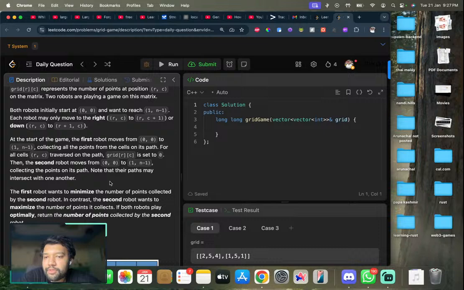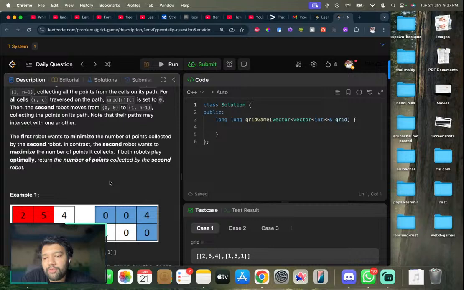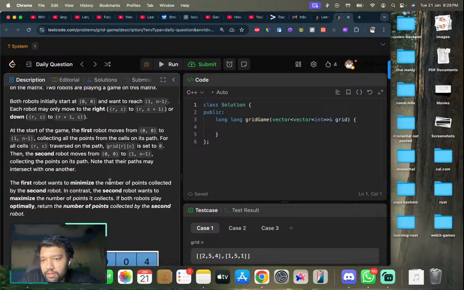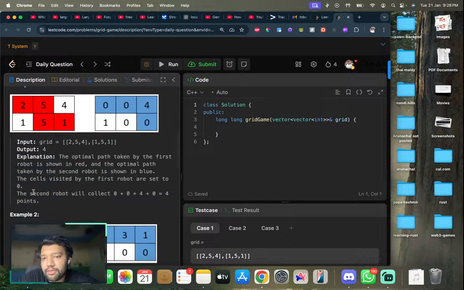Then the second robot moves, collecting all the points from its path. The first robot wants to minimize the number of points collected by the second robot. In contrast, the second robot wants to maximize the number of points it collects. If both robots play optimally, return the number of points collected by the second robot. So first the first robot walks, and then the second robot walks.